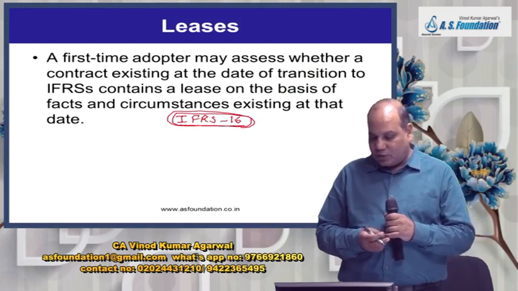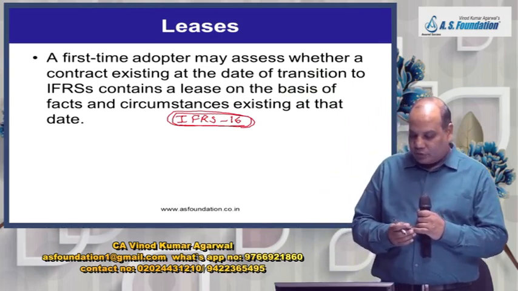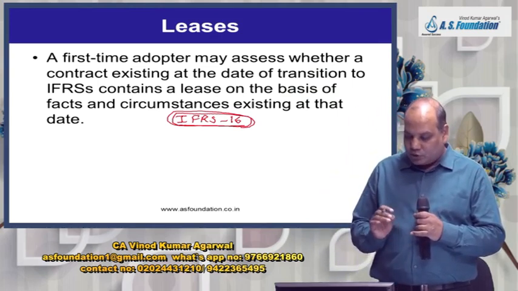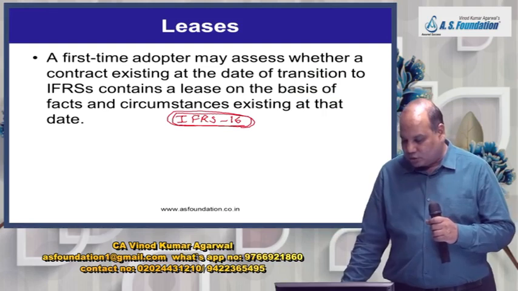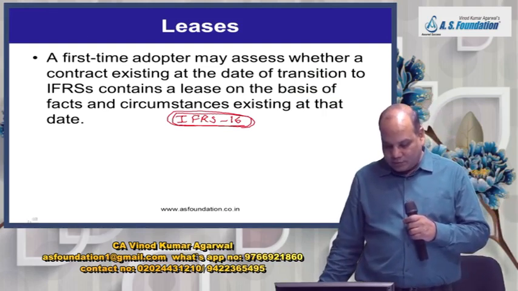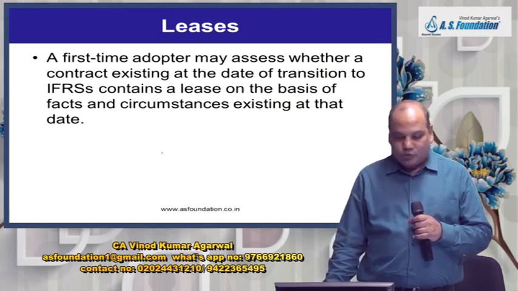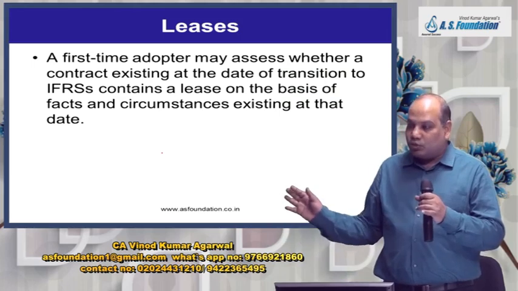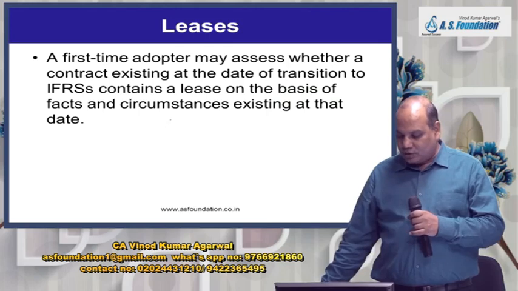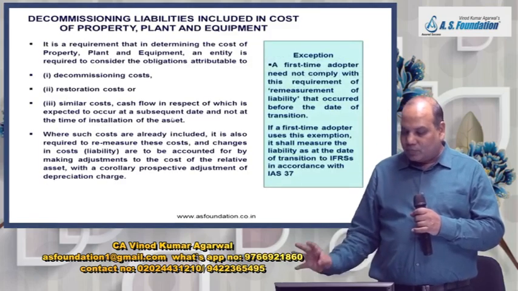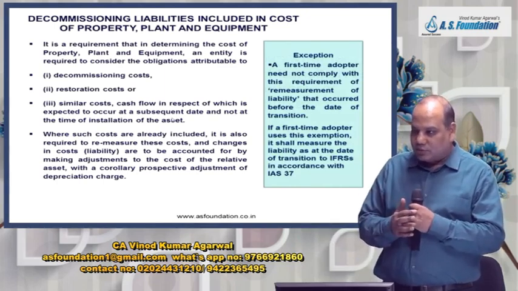A first time adopter may assess whether a contract existing at the date of transition to IFRS contains a lease on the basis of facts and circumstances existing at that date. So now you have to read all the agreements carefully on the date of transition. So life of CA would be difficult. Read so many agreements and check whether there is any lease contract in a given contract. So a contract may look like something, but it may contain some lease agreement also. Is it right?